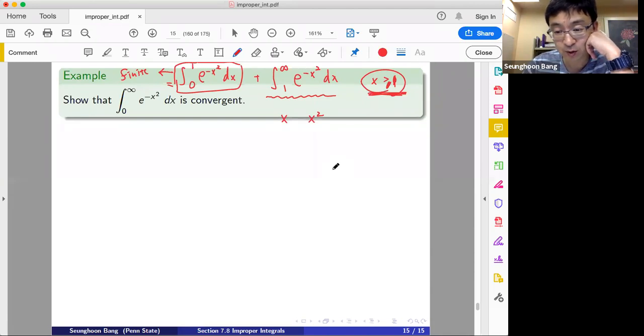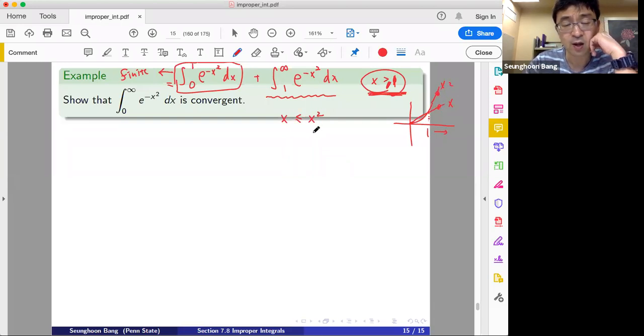Could you write your answer on the chat board? x squared is bigger. Is that right? So what does it mean? x is a linear function. x squared is a parabola. So this is x squared. The intersection point is 1. For x greater than 1, x squared is greater than x.